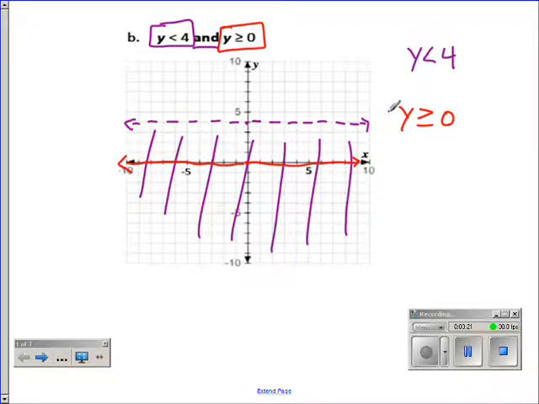Now, how do I shade? What is this saying? Which side has to be bigger? This side has to be bigger, so y has to be bigger than 0. Where is the y value bigger than 0? Yeah, you guessed it, above the line.